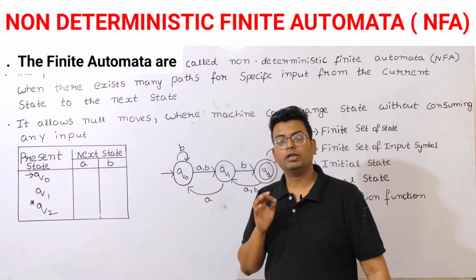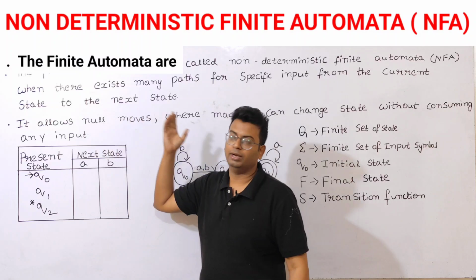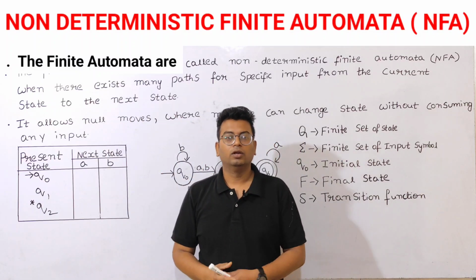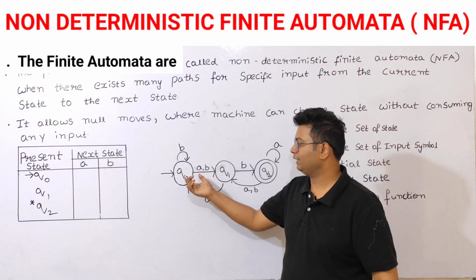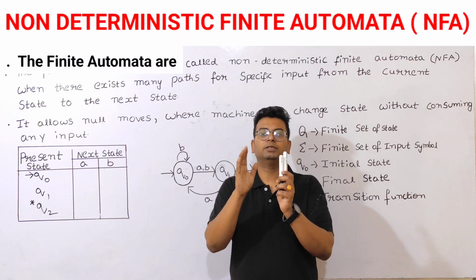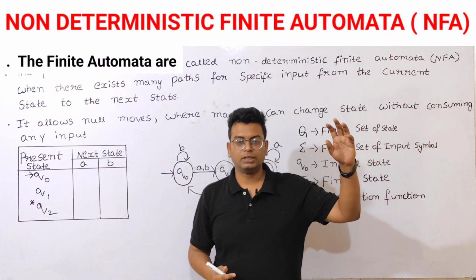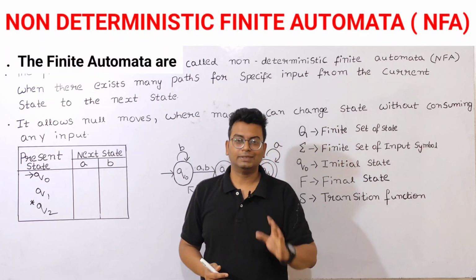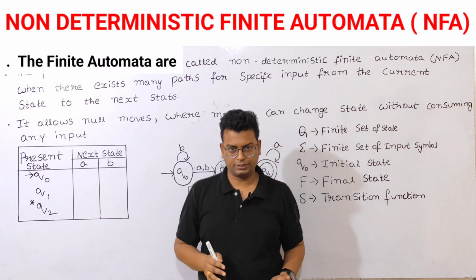In non-deterministic finite automata, null moves are allowed. It means there is no need for transitions on all input symbols in a particular state. It may or may not contain transitions for all input symbols in a particular state. Whereas in deterministic finite automata, there must be transitions for every input in every state.